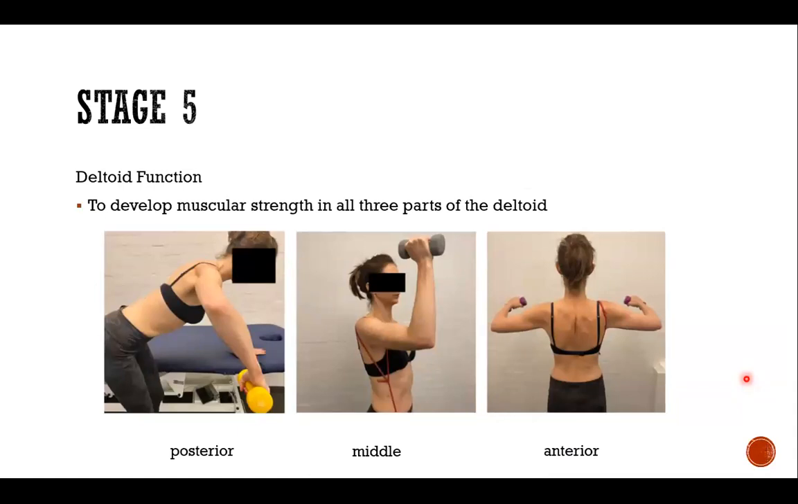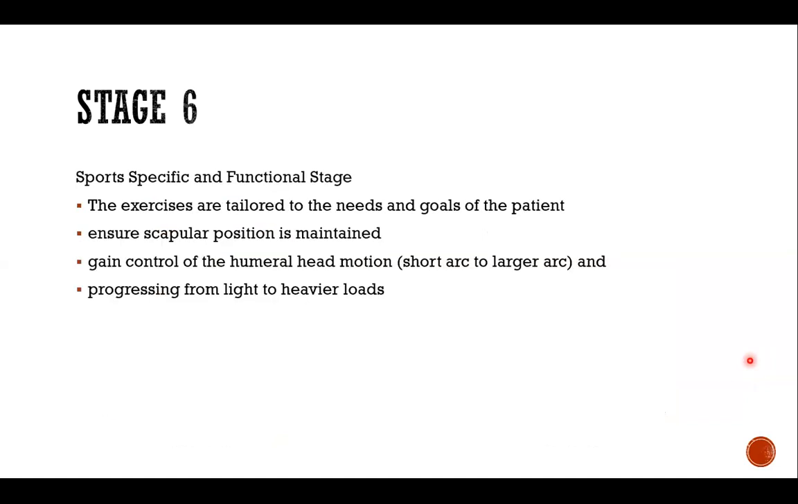Stage 5 is deltoid function. It is the most important aspect. The bent over row at 90 degrees of elevation will activate the posterior deltoid, the overhead press the middle deltoid, and the short lever lateral raise the anterior deltoid.